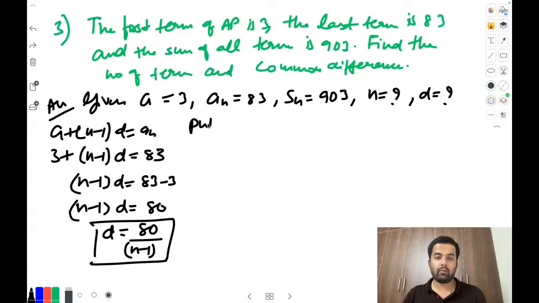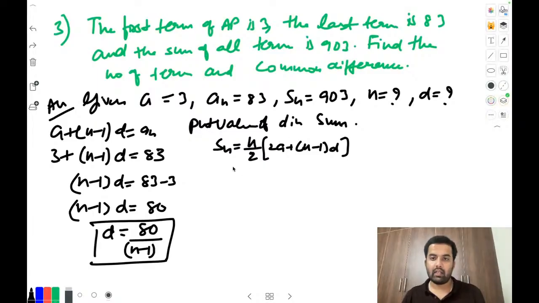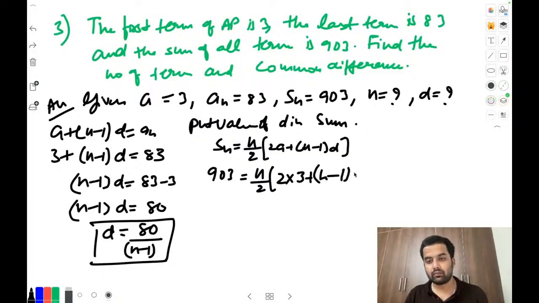Now what we will do here, we'll put the value of d in the sum. Okay, Sn equal to n by 2 [2a plus (n minus 1) into d]. This is the second formula, right? Now write the values. Sum is given, 903, n by 2 as it is, 2 into 3 is there, plus (n minus 1) as it is. Let me check a different color. See, in d's place what will we keep? 80 by n minus 1. That will be kept here.